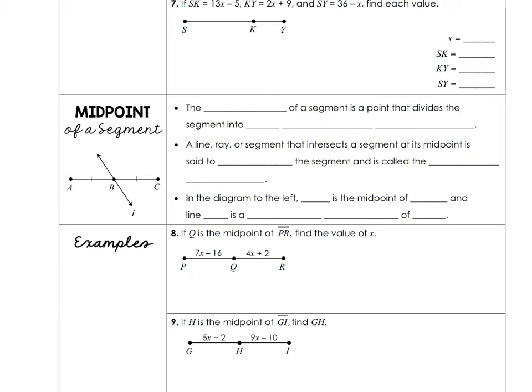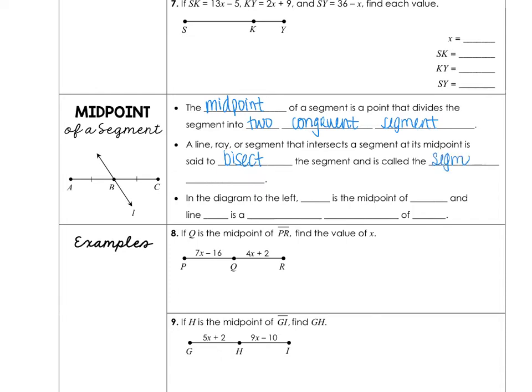On this page, then, we have the midpoint of a segment. So the midpoint of a segment is a point that divides the segment into two congruent segments. Midpoint, right in the middle. A line, ray, or a segment that intersects a segment at its midpoint is said to bisect. To bisect means to cut right in half the segment, and it is called the segment bisector.